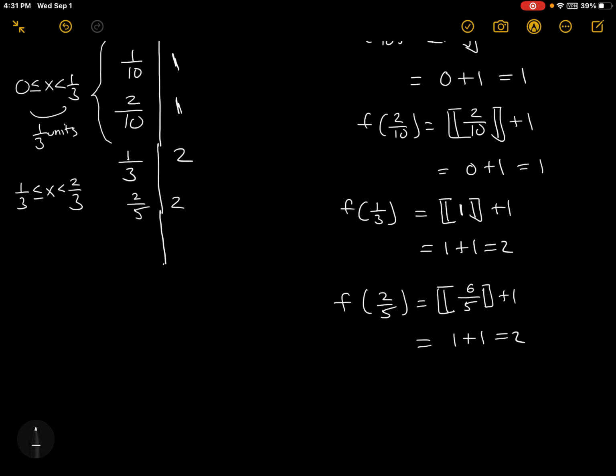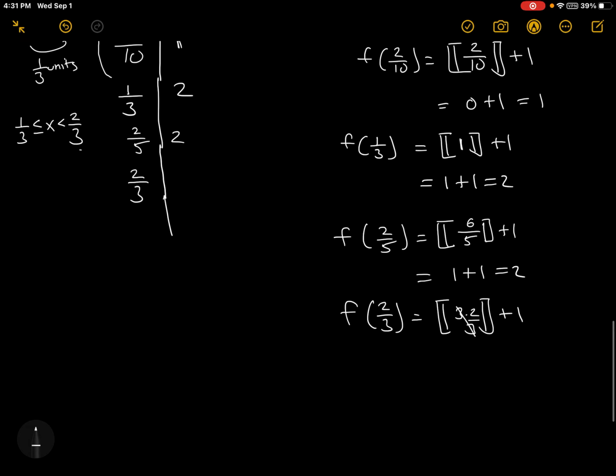But what happens if I plug in 2/3, right? I said this would be the next boundary point before the y value changes. What if I plug in 2/3? Well, if I plug in 2/3, 3 times 2/3, that's going to cancel. The greatest integer less than or equal to 2 is 2. Right? At that point, my y value changes, okay? And so the difference is going to be 1/3 units.